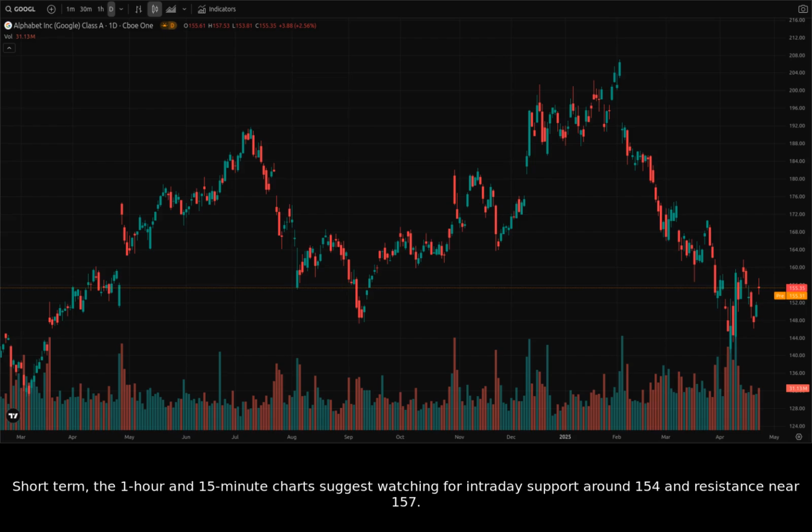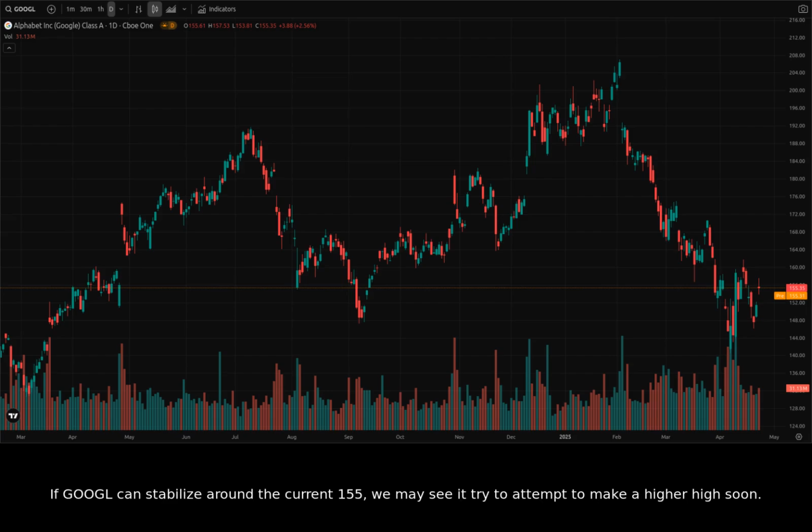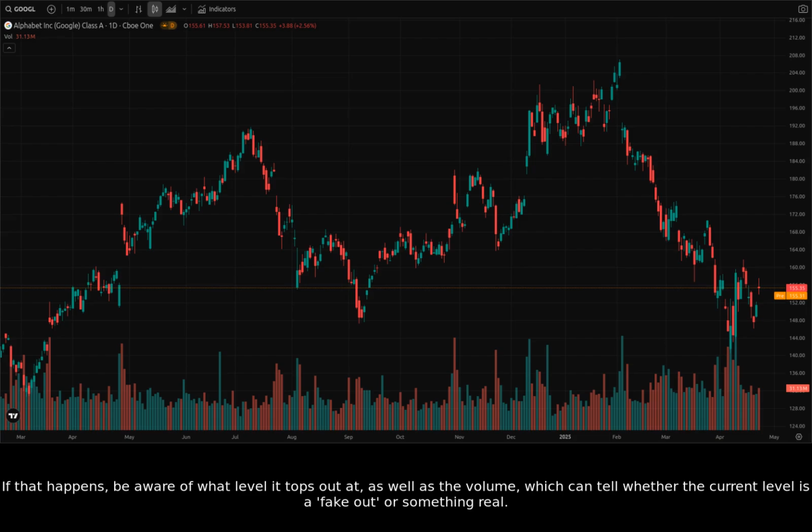Short-term, the 1-hour and 15-minute charts suggest watching for intraday support around 154 and resistance near 157. If Google can stabilize around the current 155, we may see it attempt to make a higher high soon. If that happens, be aware of what level it tops out at, as well as the volume, which can tell whether the current level is a fake out or something real.